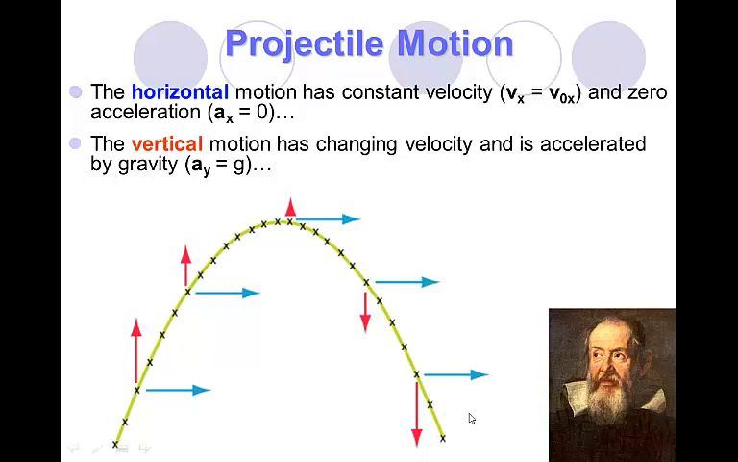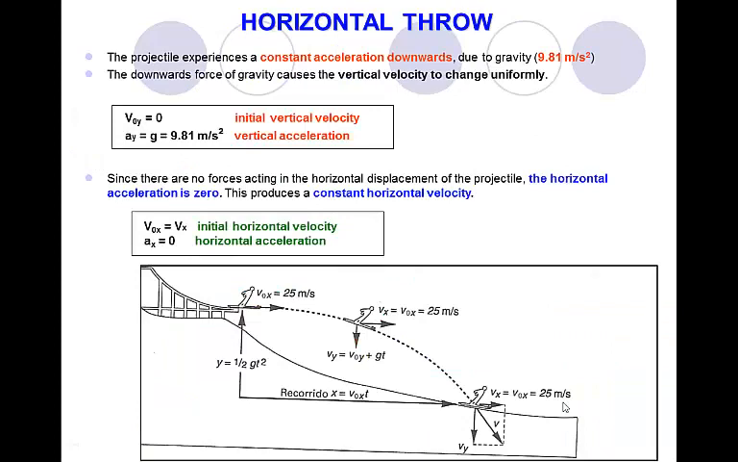So we have Galileo here to help us. He's watching us, seeing this. So horizontal throw. Horizontal throw is very simple. We are going to divide this in two. So the projectile experiences a constant acceleration downwards due to gravity, 9.81. The downward force of gravity causes vertical velocity to change uniformly.